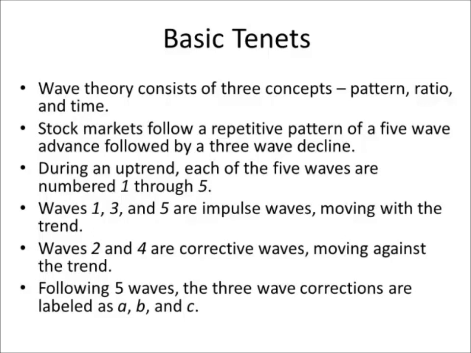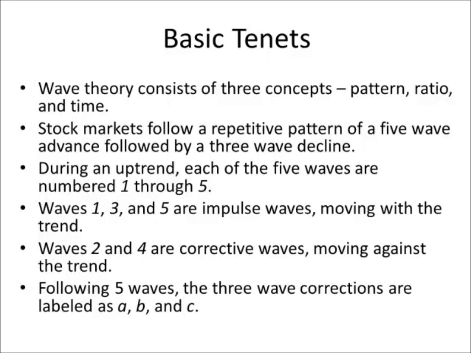So during an uptrend, during the first 5-wave advance, we have 5 waves which we number 1 through 5. Now waves 1, 3, and 5 are called impulse waves. They move with the trend. So if we're in an uptrend, wave 1 will be upwards, wave 3 will be upwards, and wave 5 will be upwards. And waves 2 and 4, which come in the middle of those, are going to move against the trend. Okay, so waves 2 and 4 are corrective waves.